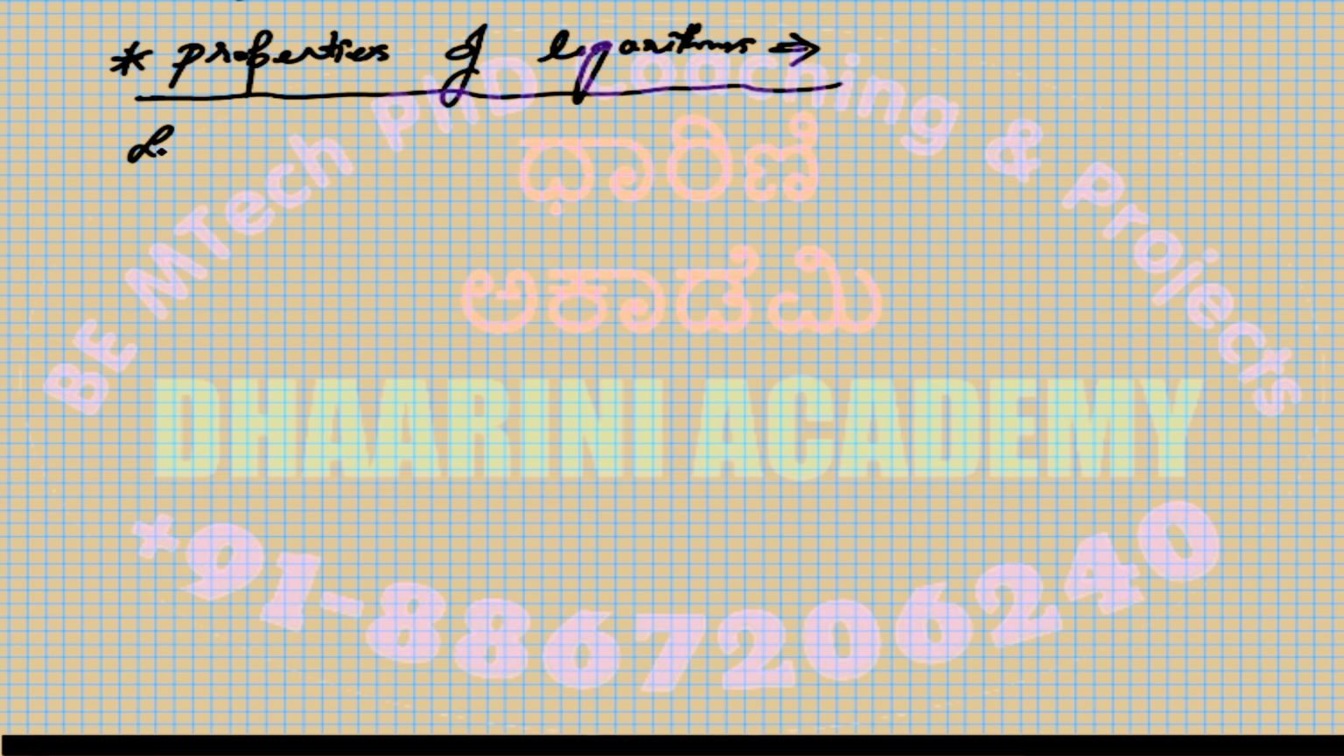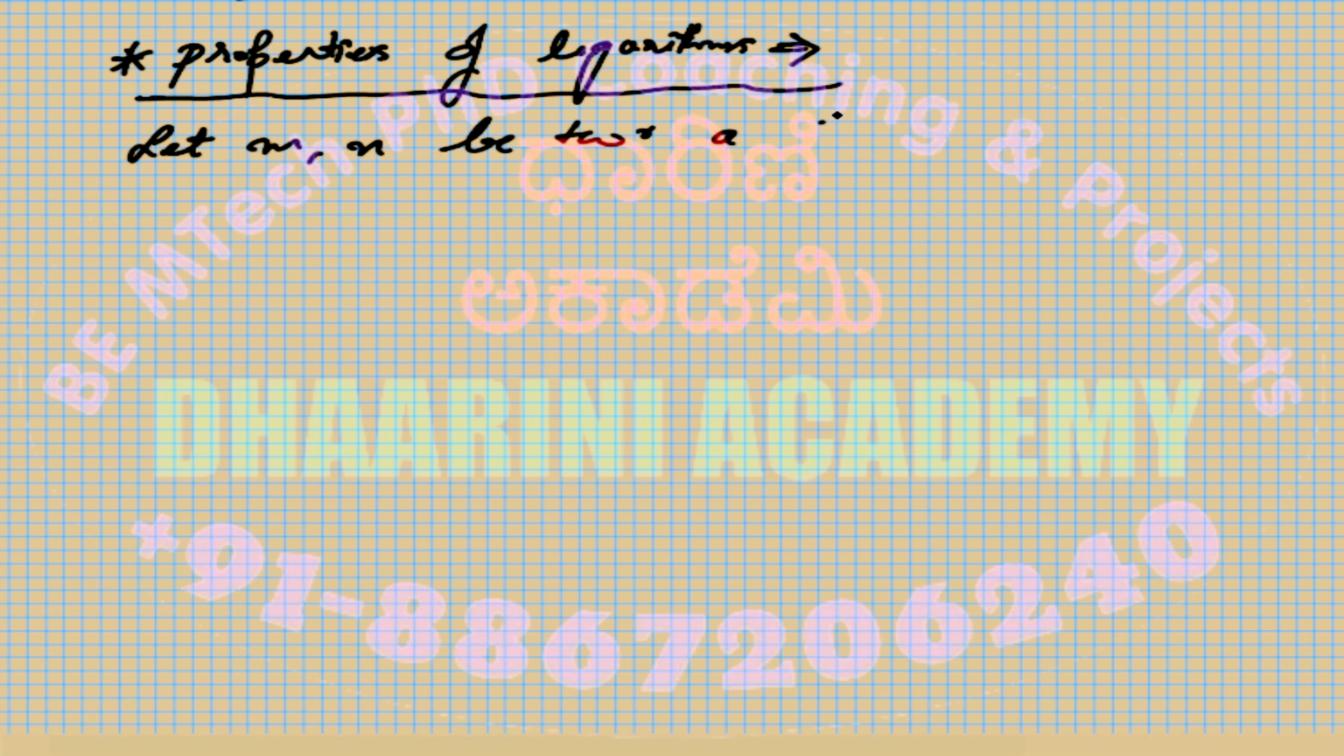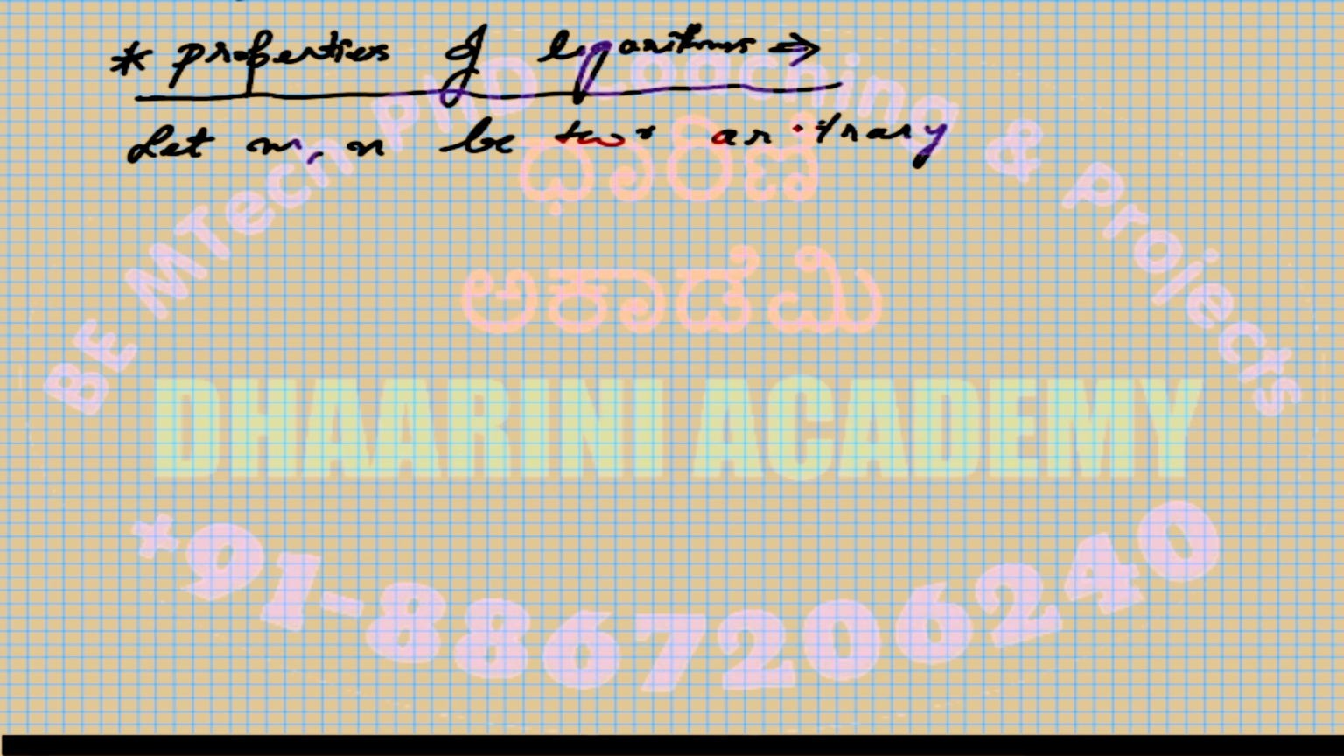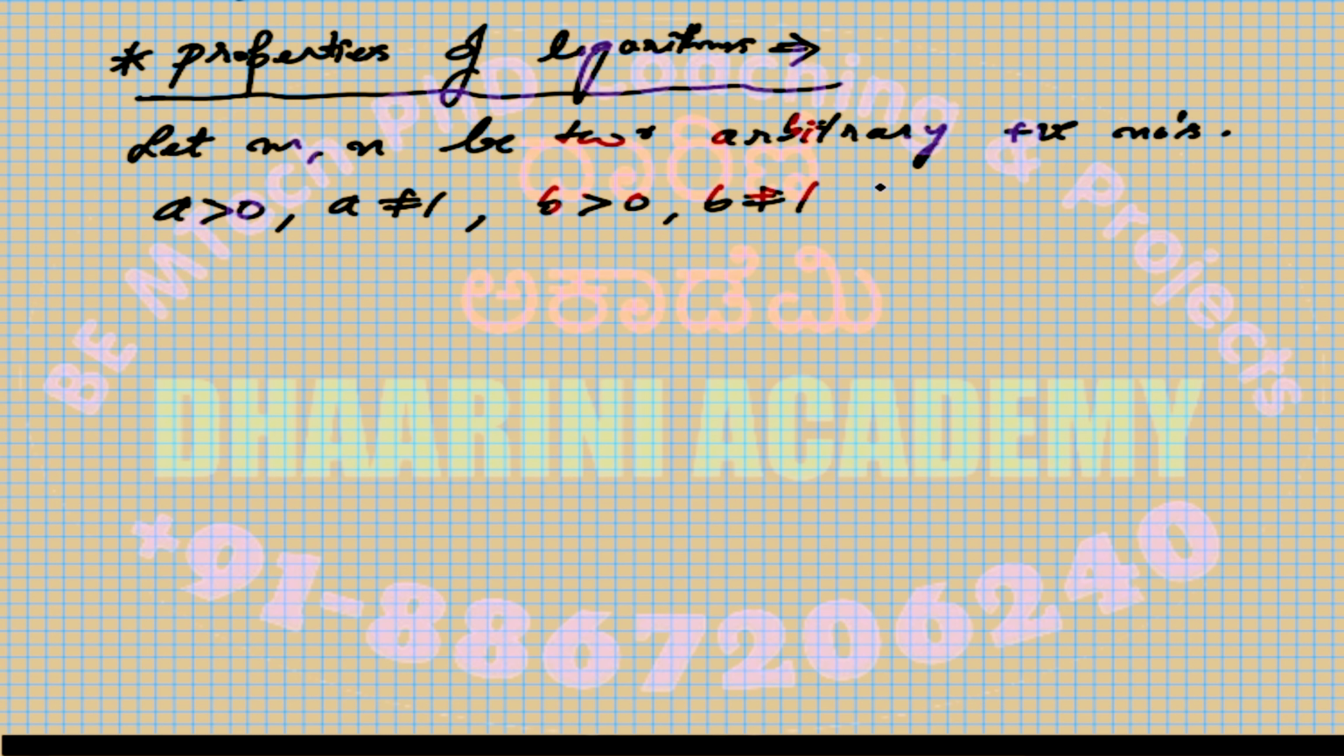Okay. So let us make an assumption. Let there be two numbers, m comma n, be the two arbitrary positive numbers, right? Let's say a is greater than 0, a not equal to 1, b also greater than 0, and b is also not equal to 1. And let's also assume some numbers, alpha comma beta, both be real. Okay, now we use all these parameters to define the property.